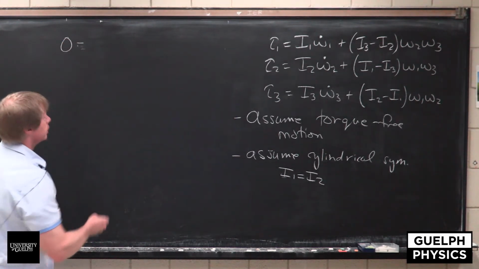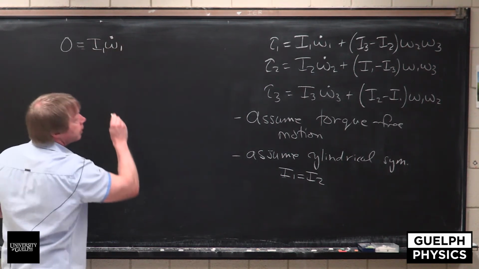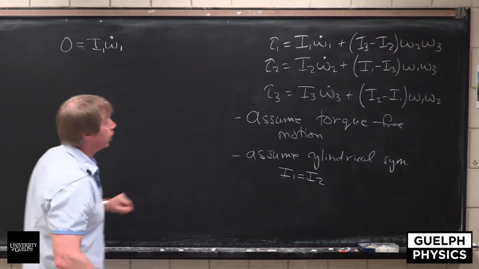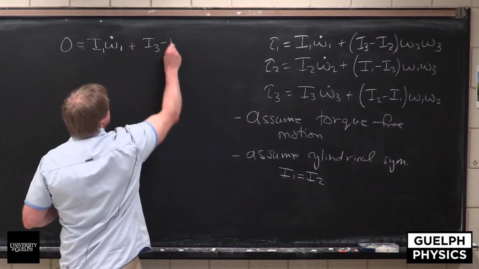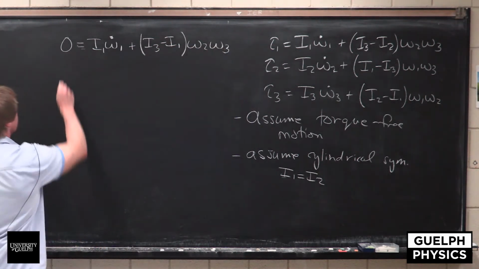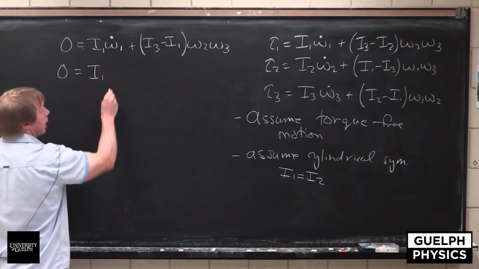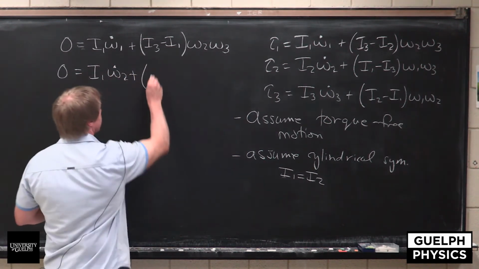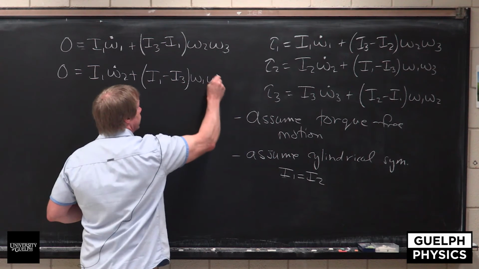So now I have 0, I1 omega 1 dot. And for I2, I'm always just going to use the value for I1. So this is then I3 minus I1, omega 2, omega 3. And then about the next axis, we have 0. That's I1 omega 2 dot plus I1 minus I3, omega 1 omega 3.